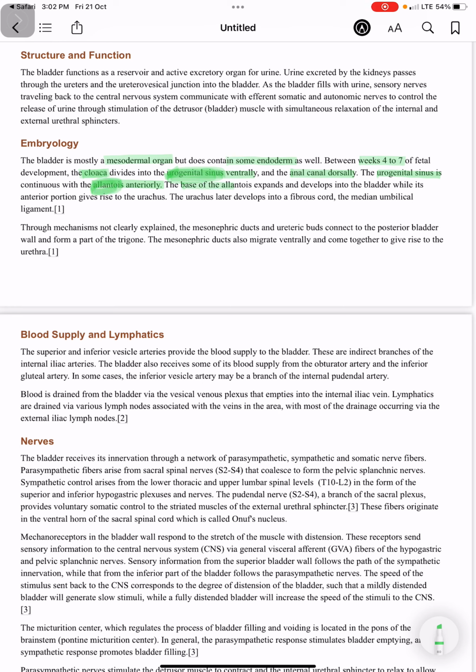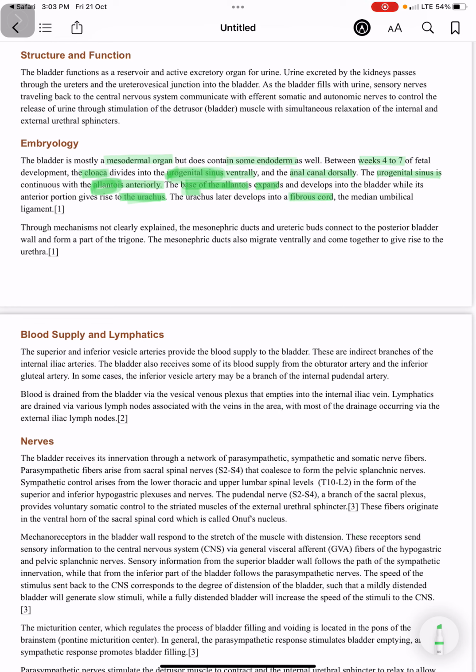So the base of the allantois expands and develops into the bladder, while its anterior portion gives rise to the urachus. So the urachus later develops into a fibrous cord.